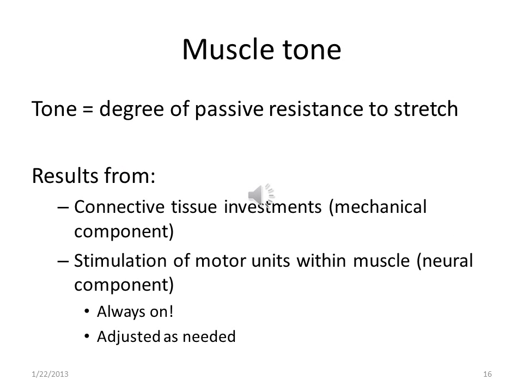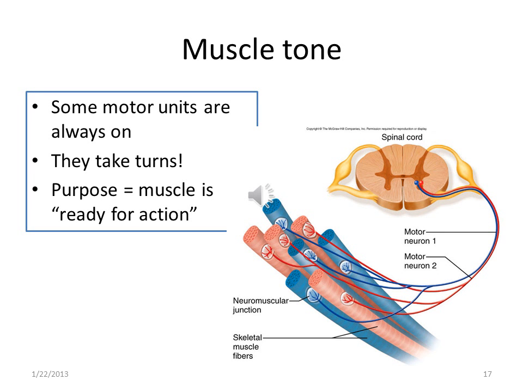Muscle tone is defined as the degree of a muscle's passive resistance to stretch. It results from two components. One is the mechanical component, which is produced by the physical properties of the skeletal muscle cells and the connective tissue that wraps or invests the skeletal muscle cells, and the neural component, which is caused by stimulation of a small number of motor units within the skeletal muscle. Some motor units in every skeletal muscle are always on in order to produce tone. They take turns, so no motor unit gets tired.